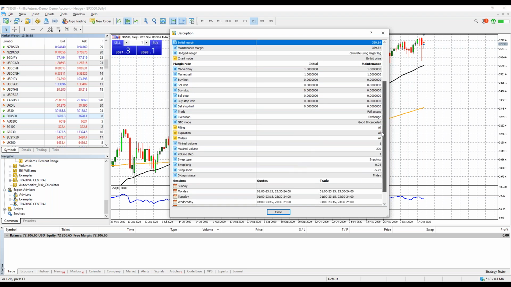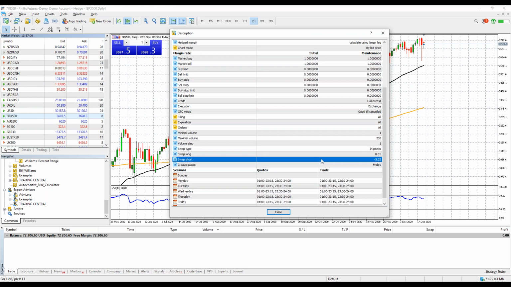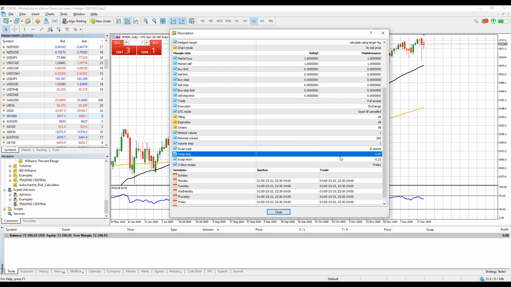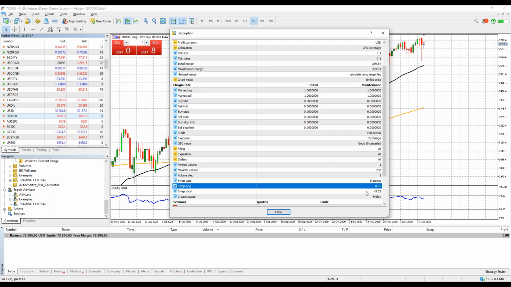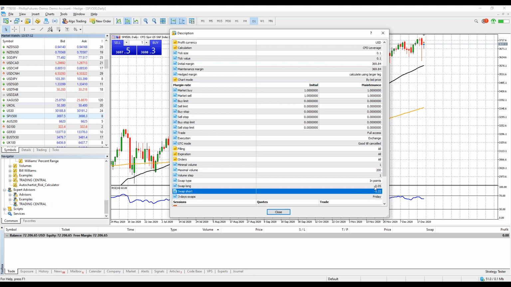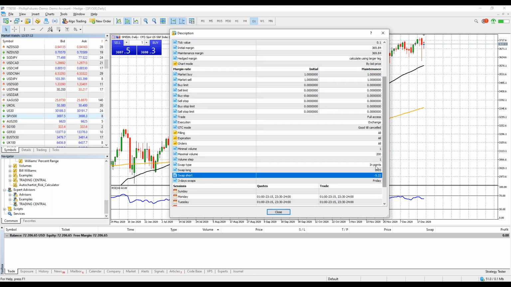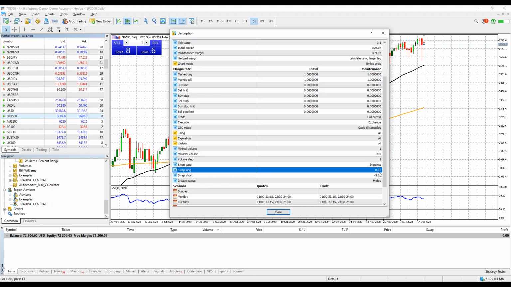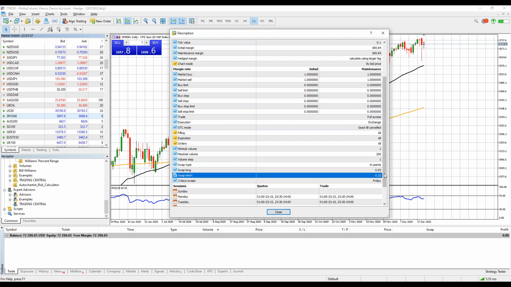If you scroll down some more, you will see something known as swap long and swap short. What it means is that if you are holding the contract long, what is the amount that you need to pay? And if you're holding the contract short, what is the amount you need to pay? If it's a positive amount, it means this amount will be credited to your trading account. Meaning, if you are long on S&P today, you are actually receiving some money instead of paying. But if you are going short on the S&P, then you're actually paying instead of receiving.